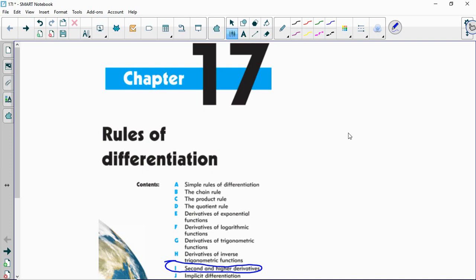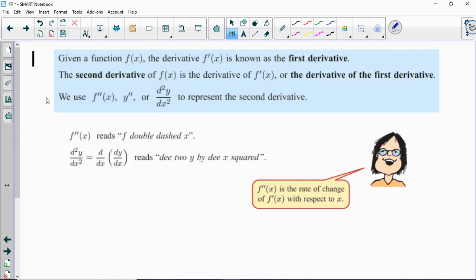Okay, this video should be short and sweet. We're just going to talk about something that I hinted at in the previous video: second and higher order derivatives. It's just when we take the derivative of a derivative and so on.